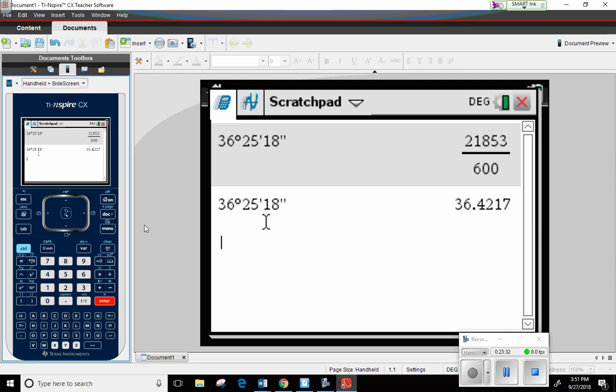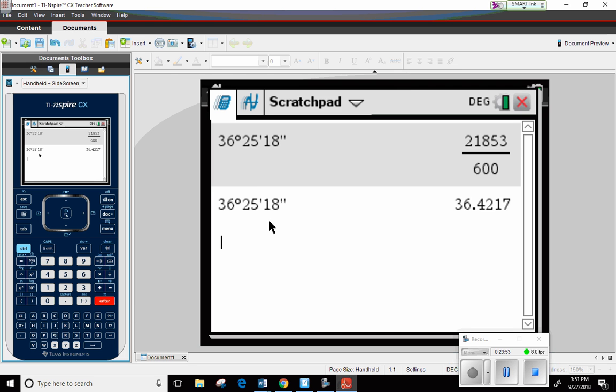36.4217. Here is the only thing you have to be careful of. We're working with degrees, so your calculator has to be in degrees. If it's in radians, it's going to give you something completely different. So it's going to be real important to know what mode your calculator is in. And I'll go ahead and show you tomorrow how to change that.